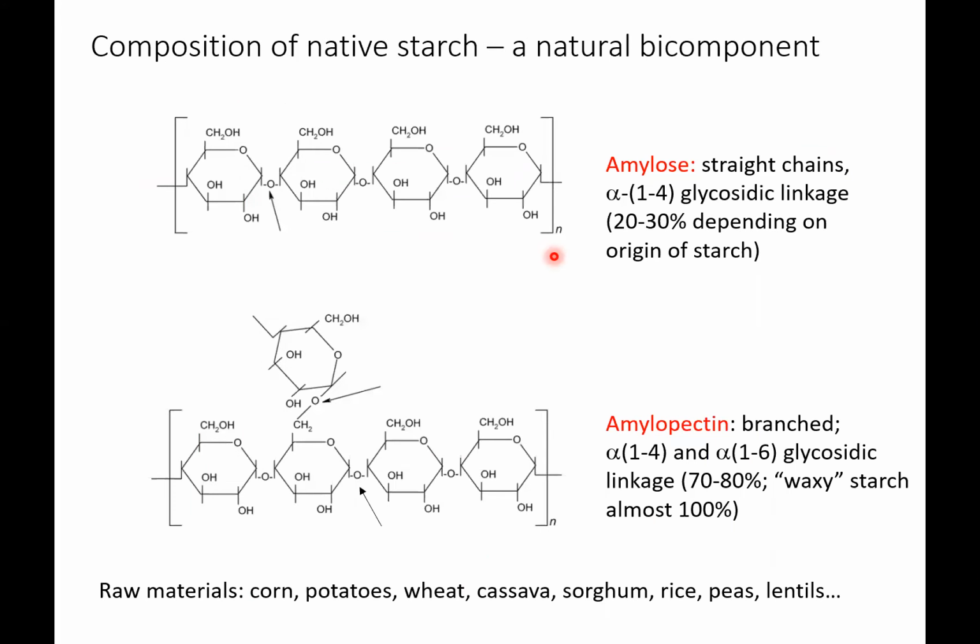Starch itself, we said it already, is amylose, straight chain, glycosidic linkage. Here you see that, where the arrow is. It's 20 to 30% in starch, and the other 70 to 80% is amylopectin, and that's the branched version. So here is the backbone, and then there are branches going off. You can remove the amylose practically completely, then you have 100% amylopectin, and that's waxy starch. We already mentioned that. Endless possibilities for extraction.